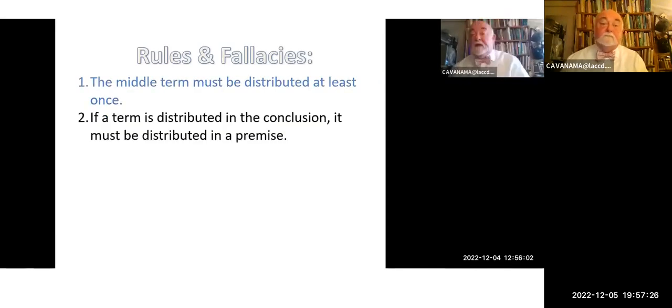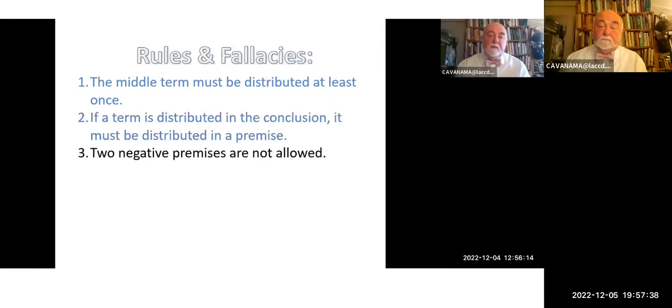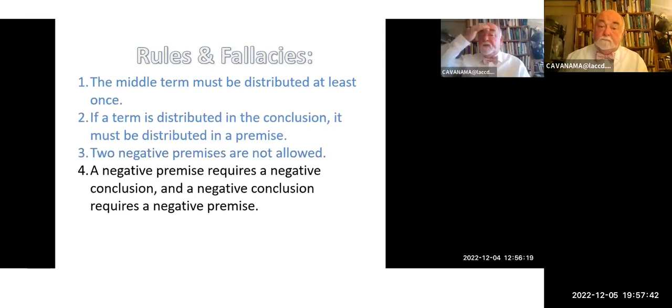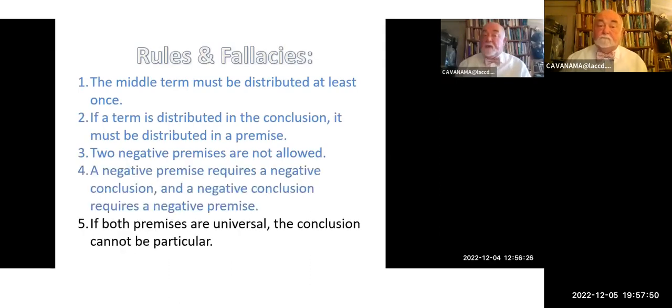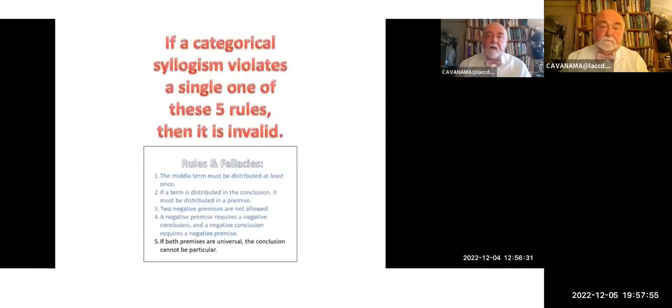If a term is distributed in the conclusion, it must be distributed in the premise. So you can look and see yay or nay, is it distributed in the conclusion? And if that answer is yay, then you go back and look at at least one premise. Two negative premises are not allowed. A negative premise requires a negative conclusion, and a negative conclusion requires a negative premise. And finally, if both premises are universal, the conclusion cannot be particular. If a categorical syllogism violates a single one of these 5 rules, then it is invalid.